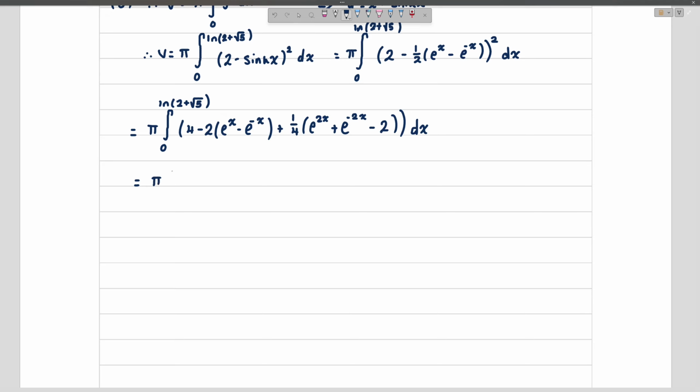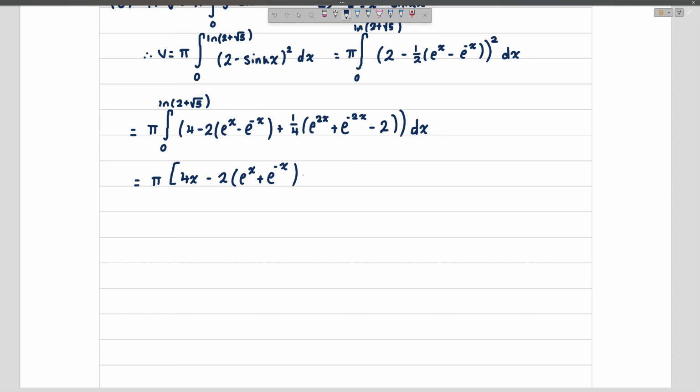is pi times, so 4 integrates to give us 4x. For the next term, this doesn't change, I just get minus 2 times e to the x, like so. Obviously, just be careful with the second term, right? Once you integrate this, so this would be minus 2 times e to the x, that just integrates to give us minus 2 times e to the x. This term here would be plus e to the minus x, like so. Just be very, very careful with your signs here.